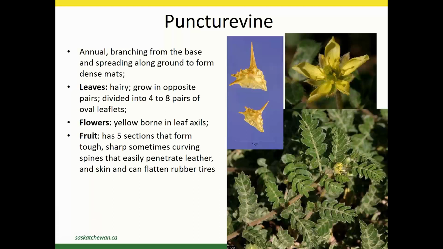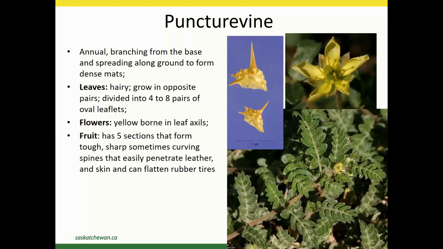Potentilla, or cinquefoil, is the other one that this kind of resembles to some degree. The leaves are hairy. They grow in pairs along the stem. You can see that in the bottom picture there. And they're also compound leaves that are divided into 4 to 8 pairs of leaflets. The flowers are yellow and 5-petaled, borne in the axils of the leaves.